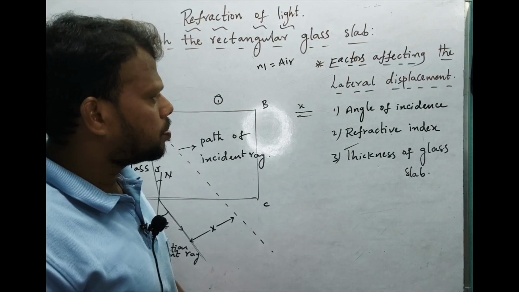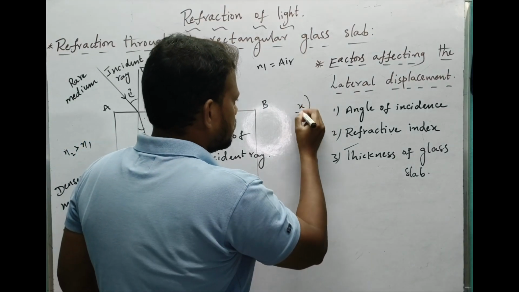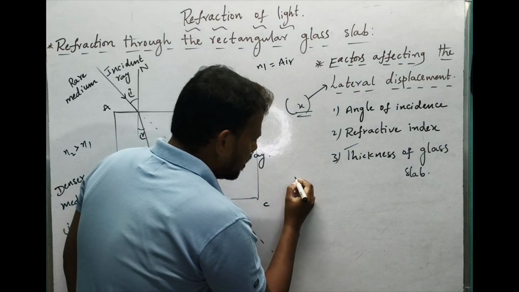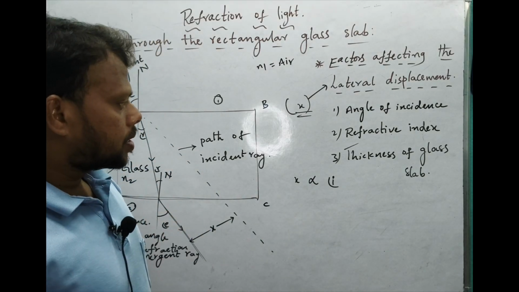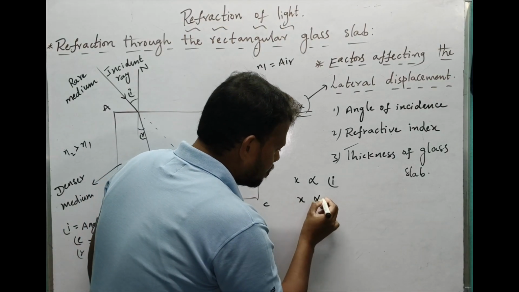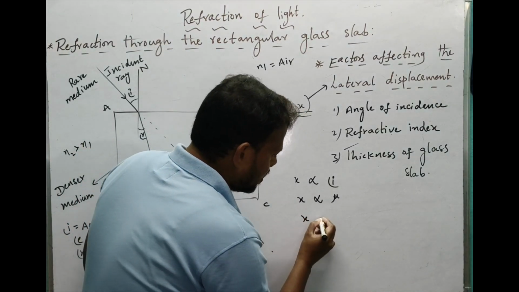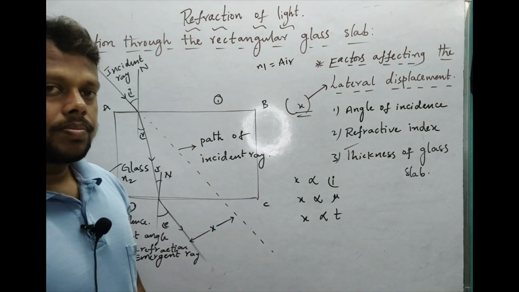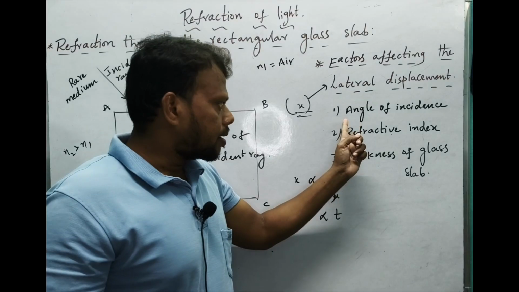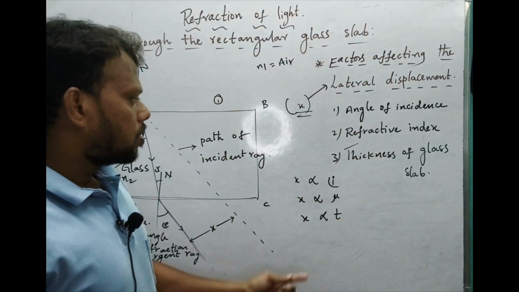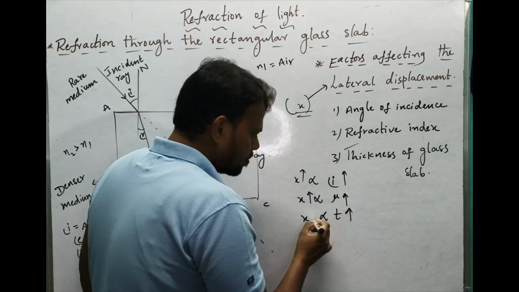Then there is a question here: how does the lateral displacement depend on the angle of incidence, refractive index, and thickness of the glass slab? I will write here that the lateral displacement is represented by x. Then x is directly proportional to the angle of incidence. More angle of incidence, more lateral displacement. Lateral displacement is directly proportional to refractive index. More refractive index, more lateral displacement. Lateral displacement is directly proportional to the thickness of the glass slab. More thickness, more lateral displacement.